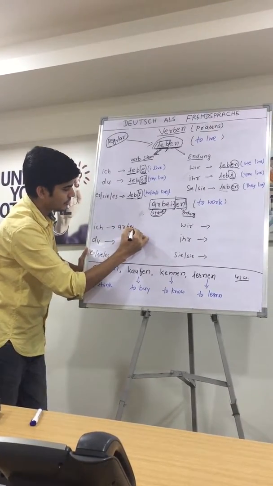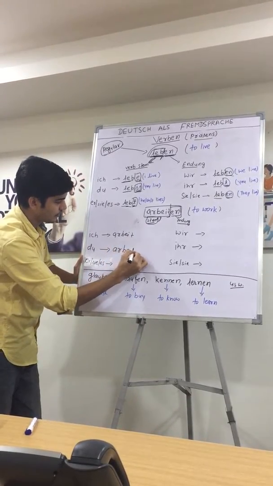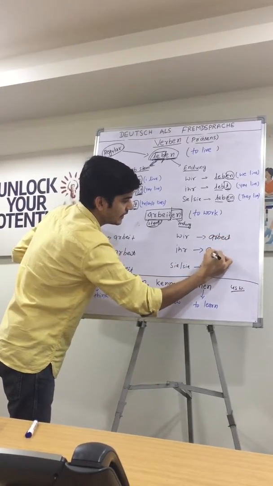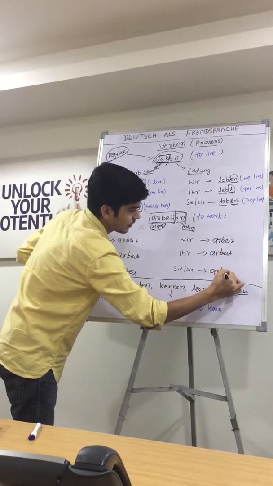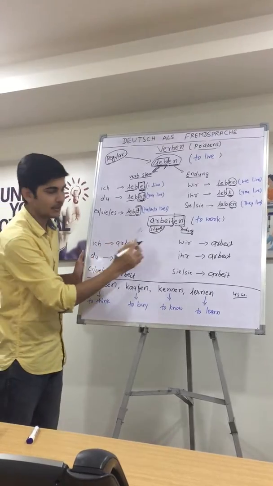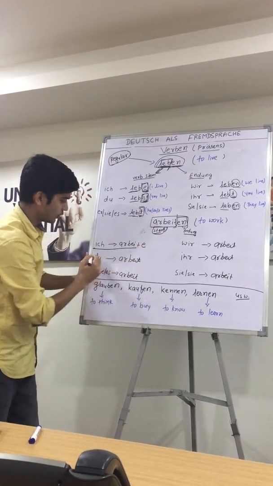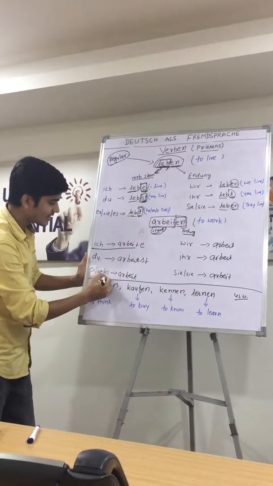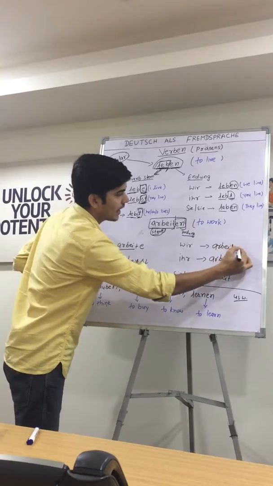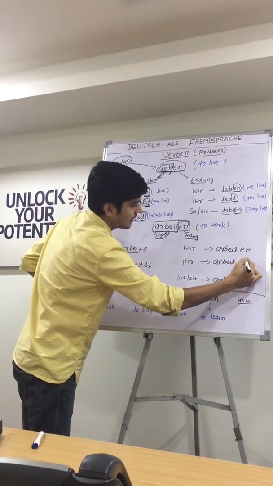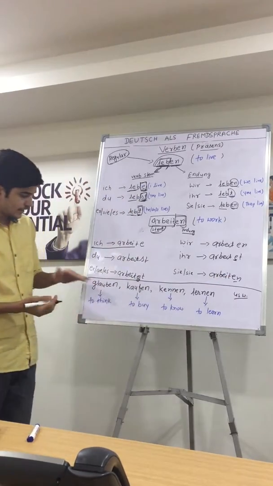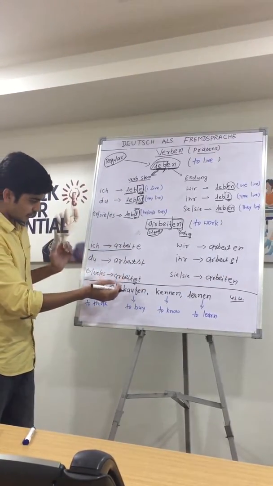So we just write arbeit in the ich portion, du arbeit, er sie es arbeit, wir arbeit, ihr arbeit, sie arbeit. Now we just put the suffix just after arbeit. So ich arbeite, du arbeitest, er sie es arbeitet, here we put an extra e, this is some exception. Wir arbeiten, ihr arbeitet, here is also the exception E. Sie arbeiten.